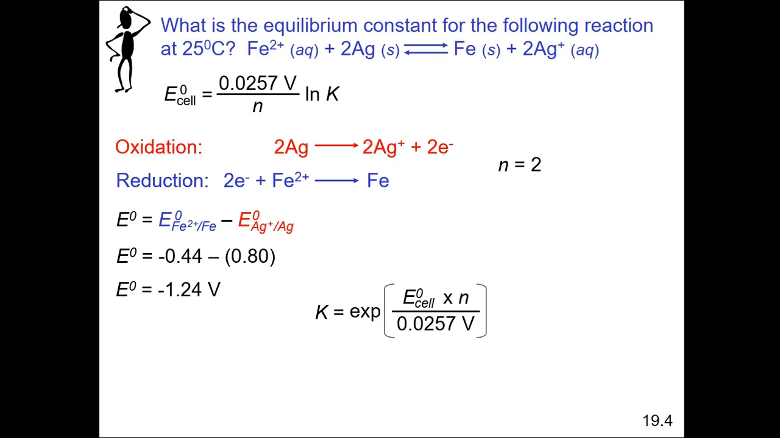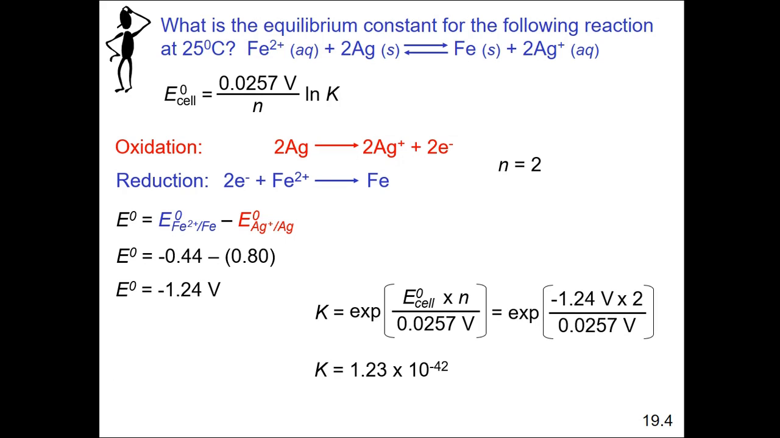So if we plug in E naught of the cell, if we plug in the value of N, and we turn the crank, we get the value of K as being 1.23 times 10 to the negative 42nd. And we can see that it is a number that is much, much smaller than 1. Therefore, we can see that the reverse reaction is favored over the forward reaction. Reactants are favored over products. And we would see that E naught of the cell, which is negative, is telling us the exact same thing.